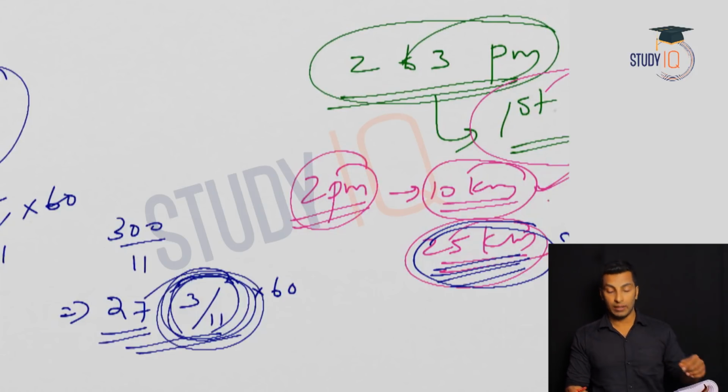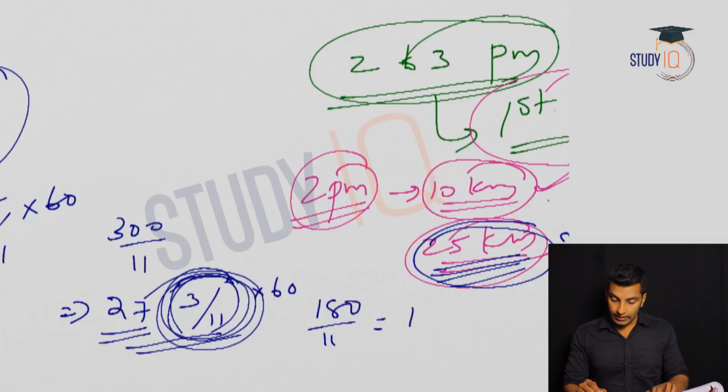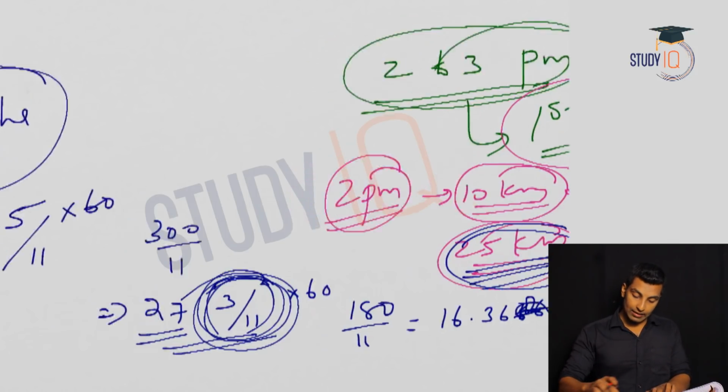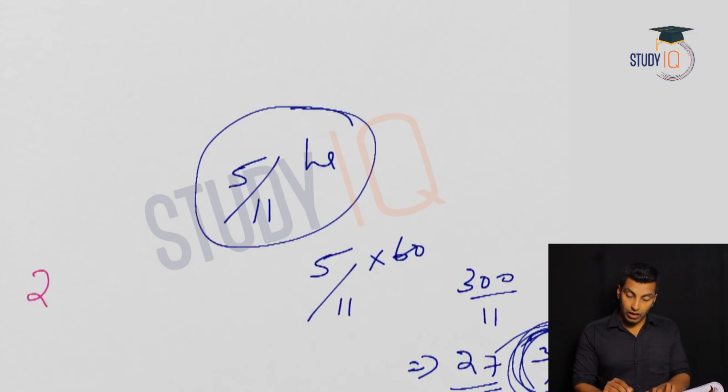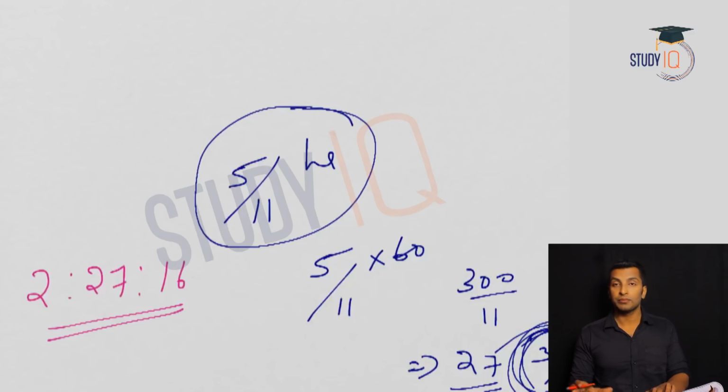You need to convert this into seconds. So multiply with 60. So this is 180 by 11 and you will get 16.3636 recurring. Okay, so 16.36. So what is your answer? Your answer in this case is 2 hour 27 minute 16 seconds. To be more precise, 16.36 seconds.